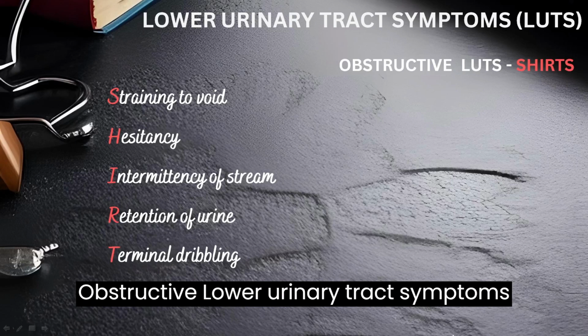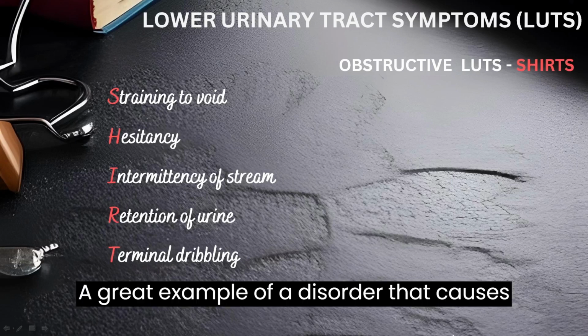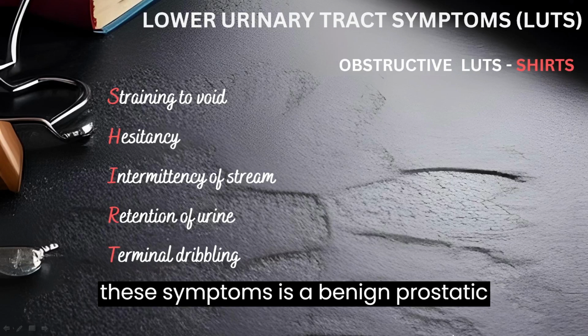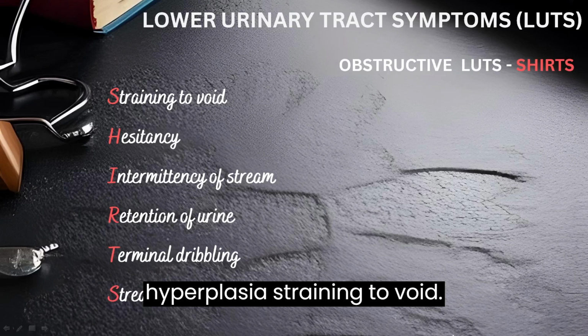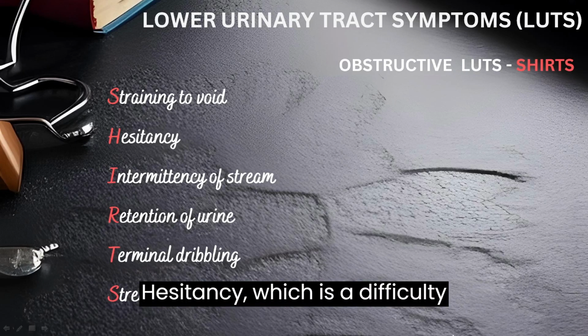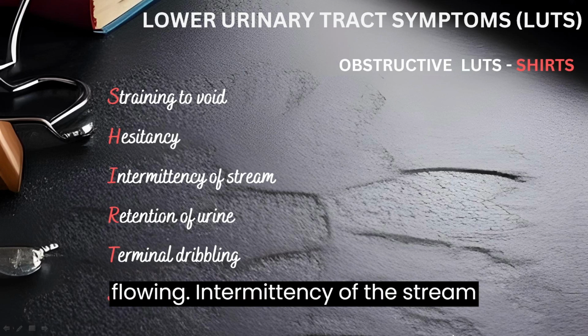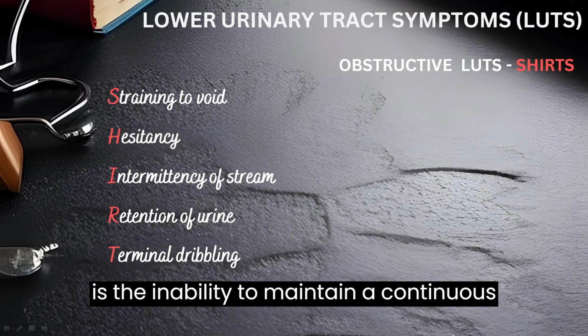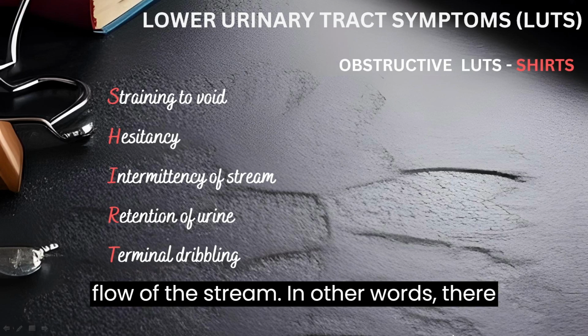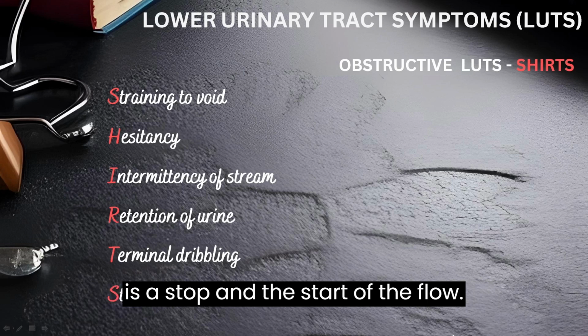Obstructive lower urinary tract symptoms. A great example of a disorder that causes these symptoms is benign prostatic hyperplasia. Straining to void; hesitancy, which is a difficulty initiating the stream or keeping it flowing; intermittency of the stream, which is the inability to maintain a continuous flow of the stream. In other words, there is a stop and a start of the flow.